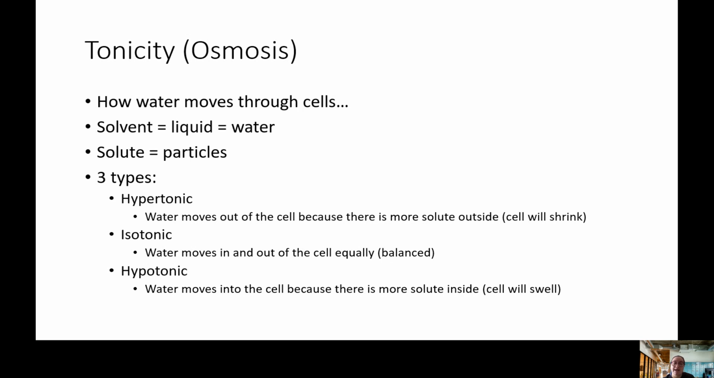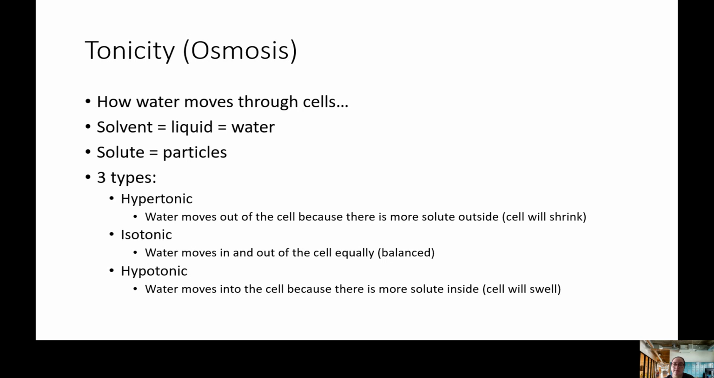Same idea here. Hypotonic is the opposite of hypertonic. So hypotonic is going to have the water move into the cell because there's more solute inside. So when the water moves into the cell, it's going to swell it up, okay? And it could potentially burst the cell if a lot of water goes in and there's not enough space. So hypertonic, the cell's going to shrink. Isotonic, it's not going to change. Hypotonic, it'll swell, okay?